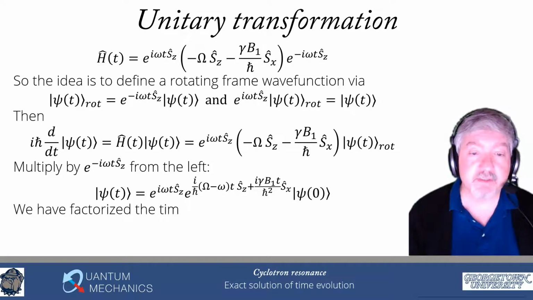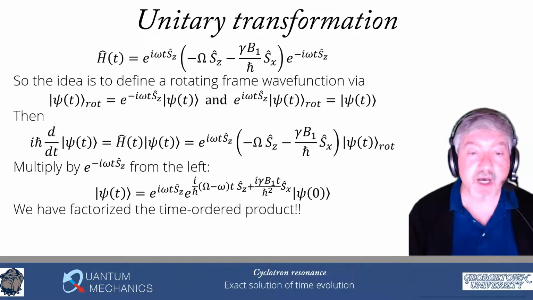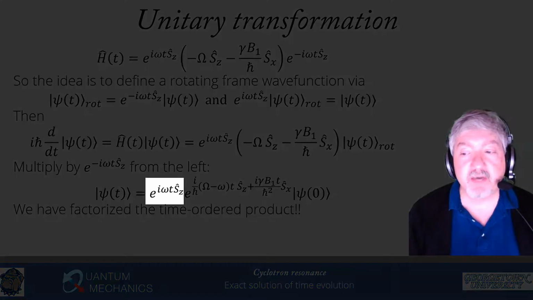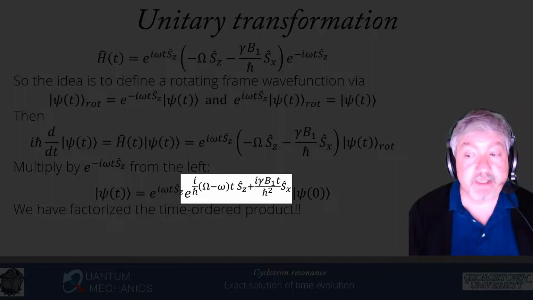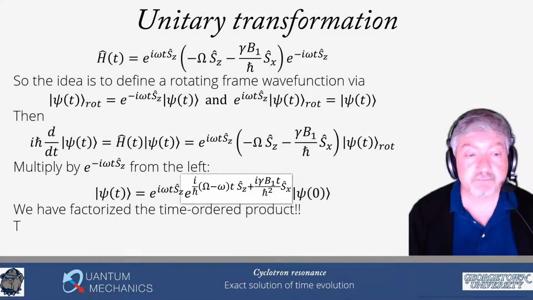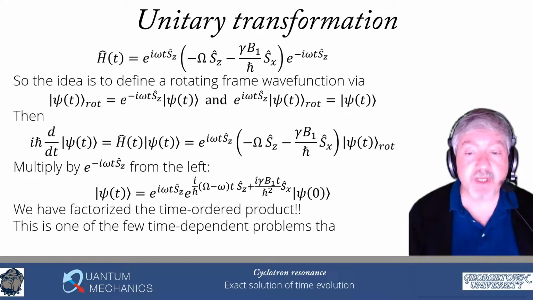Now look at this. It's pretty neat. We've taken something that should nominally be a time-ordered product, and we have factorized it into the evolution operator of two time-independent Hamiltonians. That's pretty neat that we've been able to solve the problem in this fashion. This is one of the few time-dependent problems that can be exactly solved.